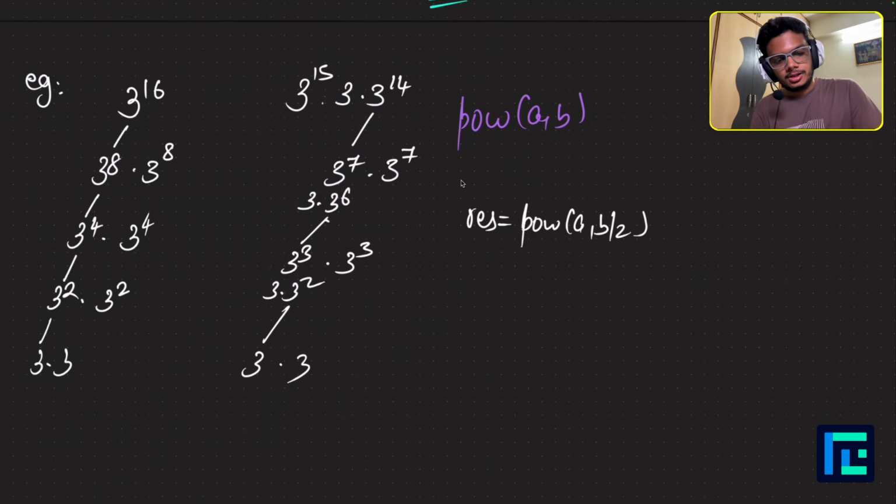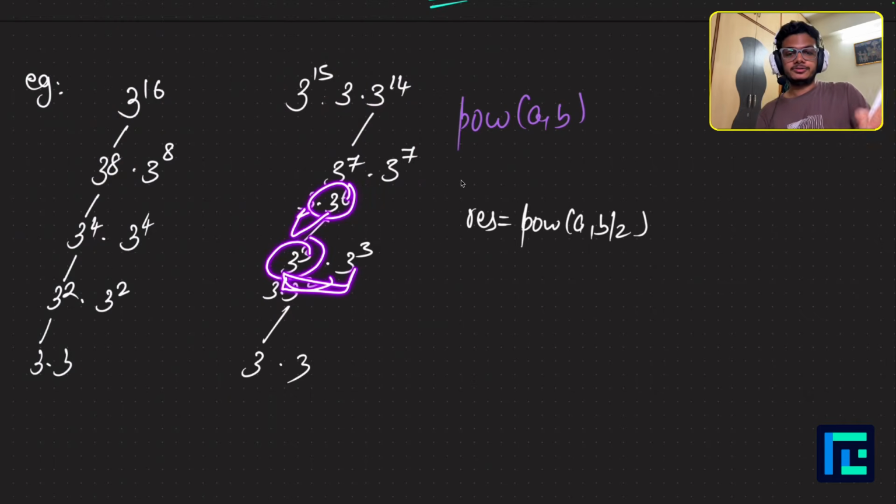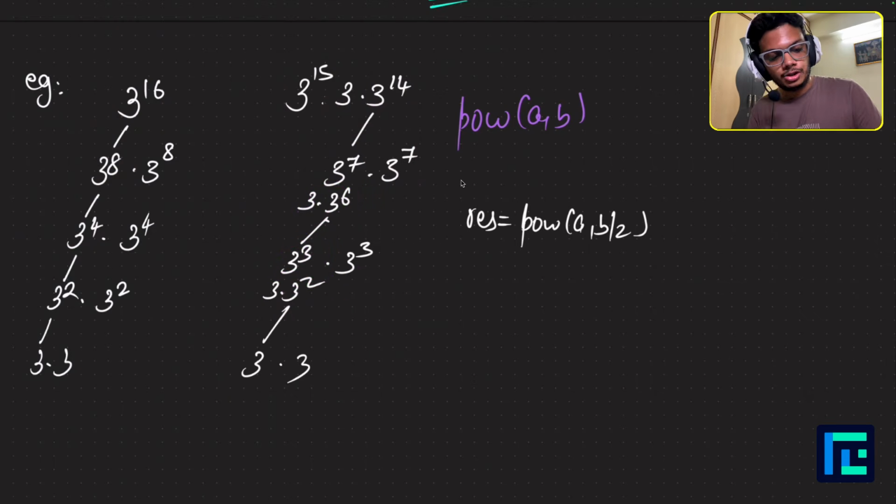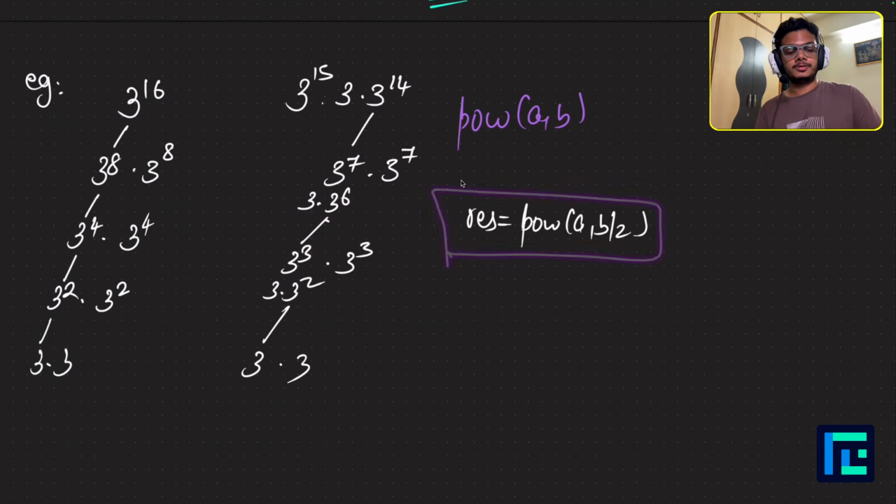That's what I'll need. For example, to calculate 3 power 7, I'll need 3 power 3, because if I have 3 power 3, I'll multiply it with 3 power 3 to get 3 power 6, and I can multiply with 3 and get 3 power 7. Right, so all in all, I'll need this value first, a power b by 2.